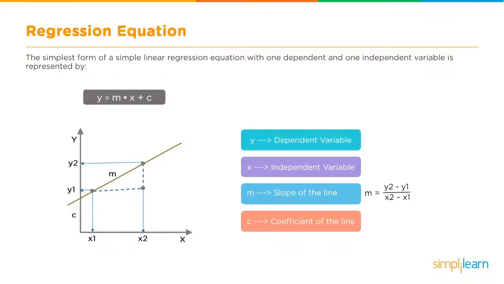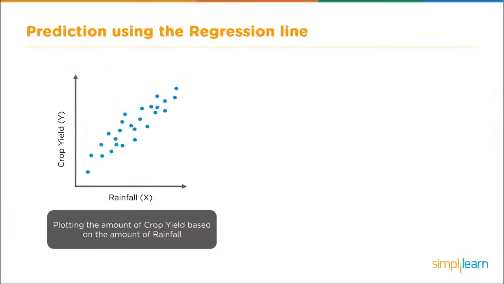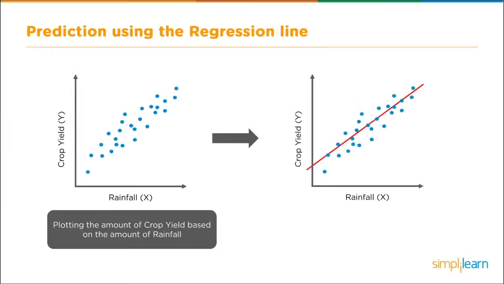Let's go back and look at an example we used earlier of linear regression. We're going to go back to plotting the amount of crop yield based on the amount of rainfall. And here we have our rainfall. Remember, we cannot change rainfall. And we have our crop yield, which is dependent on the rainfall. So we have our independent and our dependent variables. We're going to take this and draw a line through it as best we can through the middle of the data.